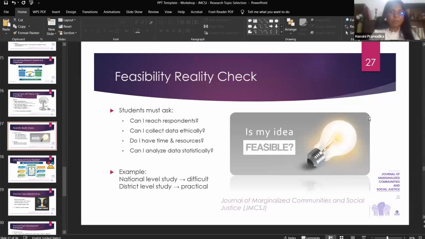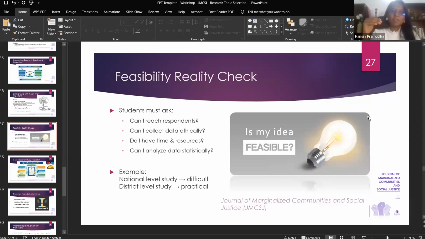Then feasibility reality check. This is very important to you, right? Before conducting the research, you have to have a perfect feasibility study. You have to conduct that, right? So students must ask, can I reach respondents? Right?